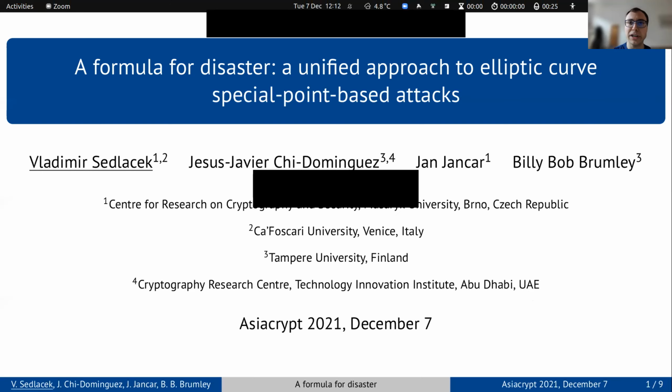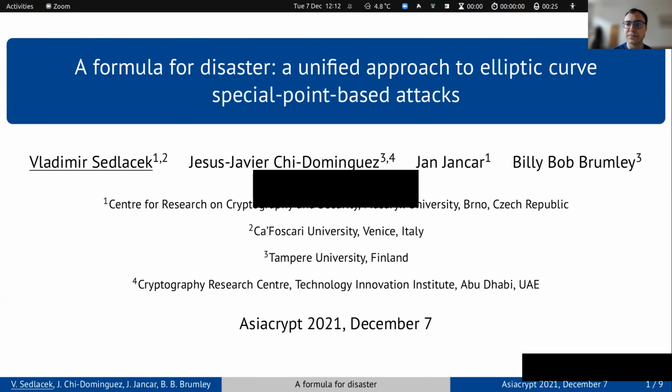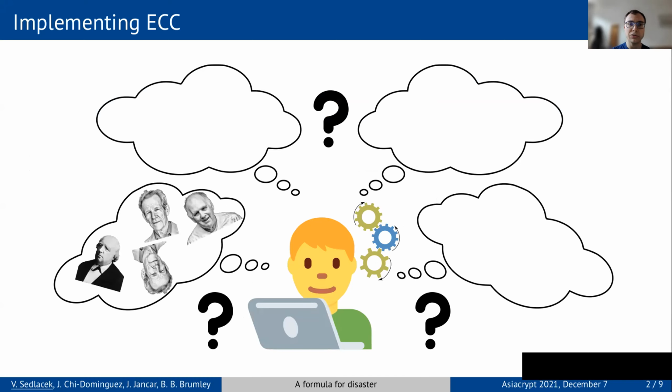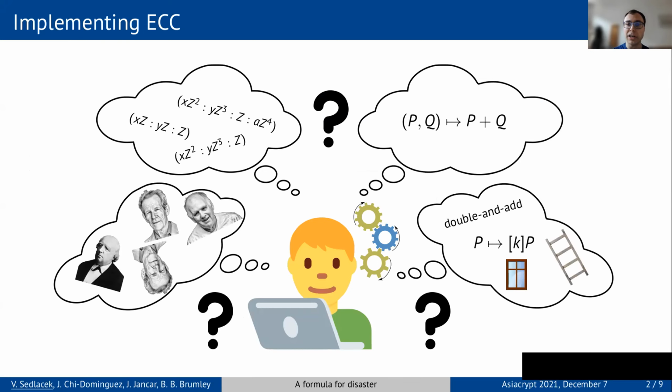Hello, and thanks for the introduction. So let us imagine you are a developer who wants to implement ECC. You have quite many choices to make. You need to decide which curve model you will use, what type of point representation you will choose. Then you need to pick a formula for adding two elliptic curve points. And finally, you need to decide which scalar multiplication algorithm to use.